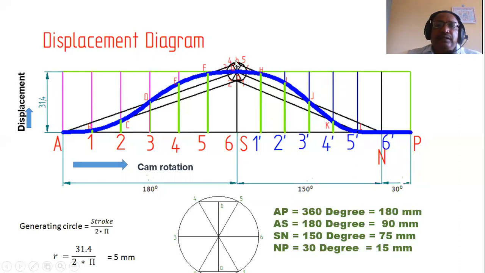Then the generating circle is required to be divided into 6 parts. So here draw a horizontal line. 6 to center to 5, take 60. 5 to center, this point to 4, it is 60. 4 to center to 3, it is 60. Like that I continue it. Mark the points as 1, 2, 3, 4 and 5.